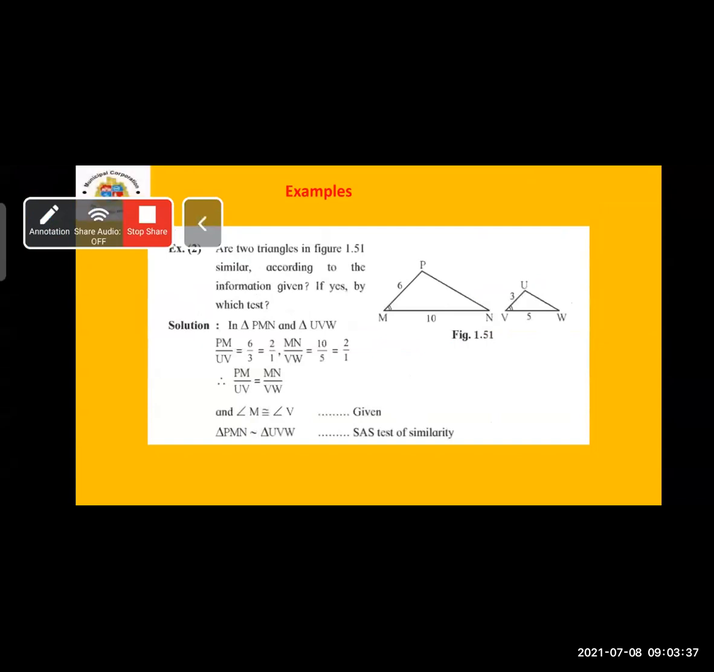Are the two triangles in figure 1.51 similar according to the information given? If yes, then by which test? The information is given. By using it, find out whether these two triangles are similar. If they are similar, check and write the test of similarity.